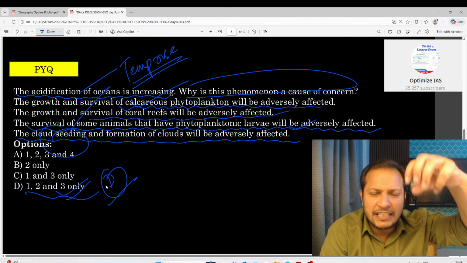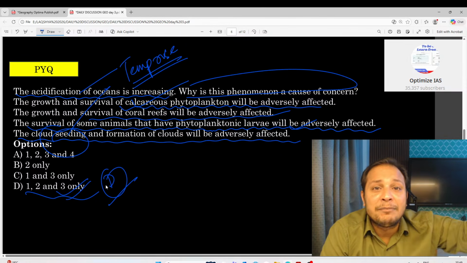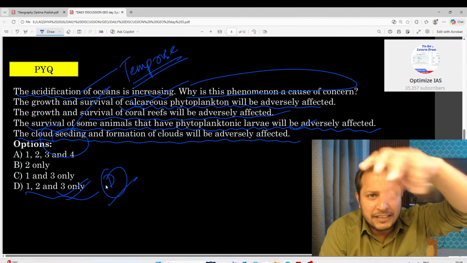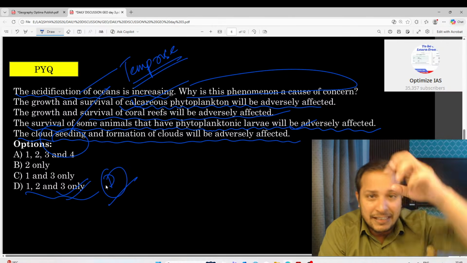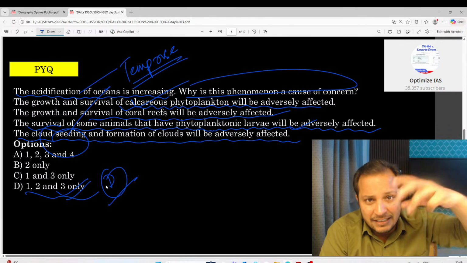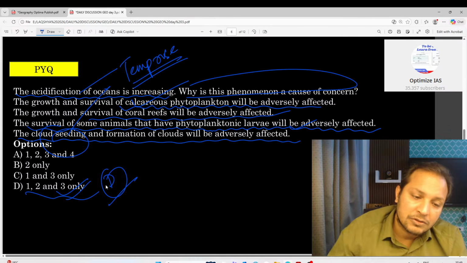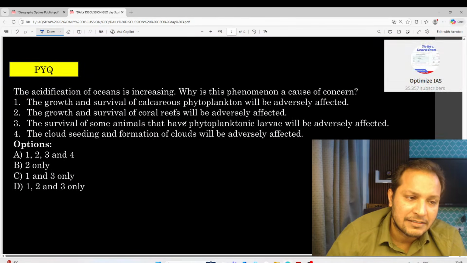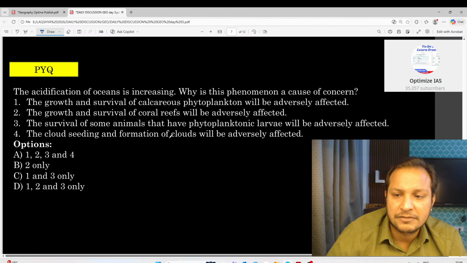Is this clear, guys? Cloud seeding has nothing to do with ocean acidification. Whenever they say unrelated stuff, cloud seeding is nowhere related to ocean acidification. Even we have studied in climatology that when we sprinkle salt particles in the cloud, there is cloud seeding. So let us see the next question, guys.